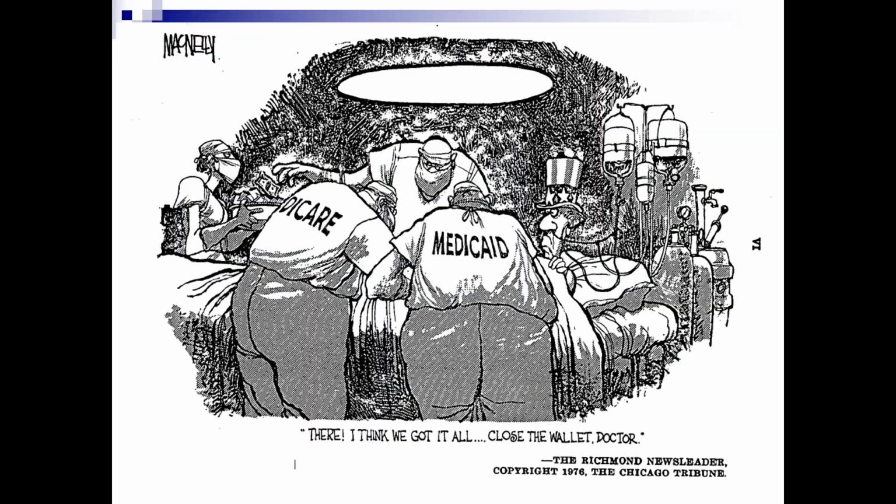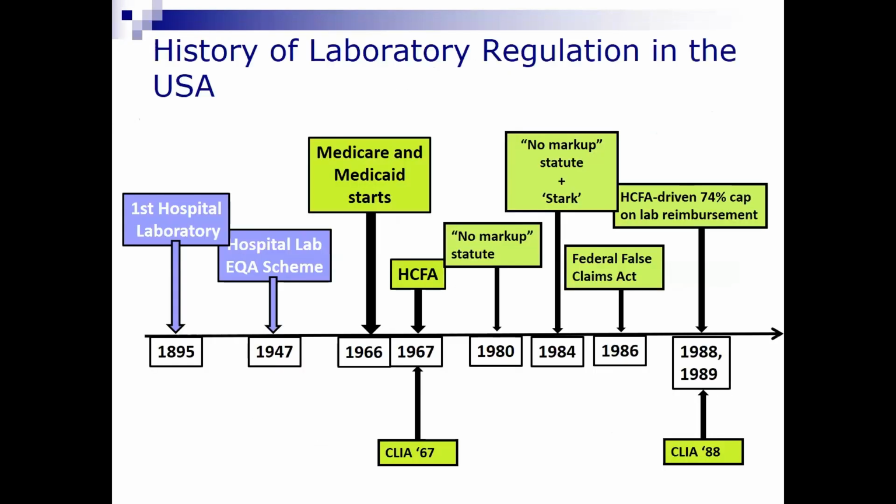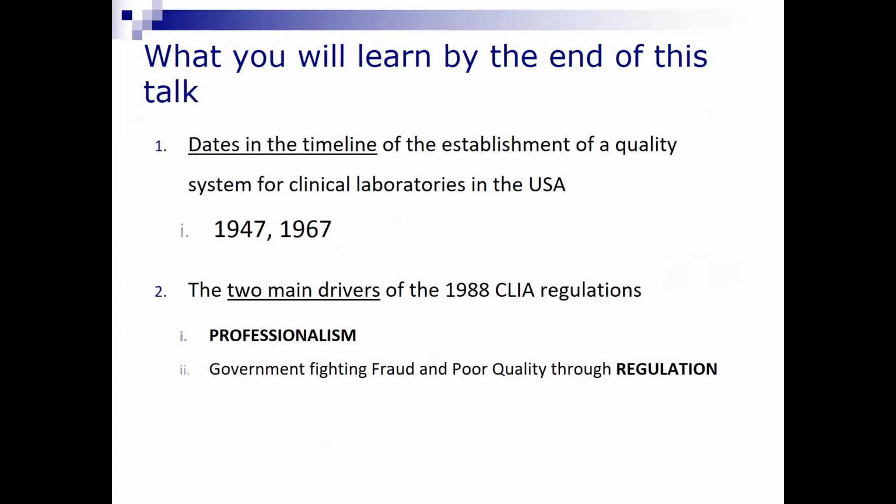And just to show you the thinking in the years leading up to that, this is a cartoon from 1976, if you see on the bottom. And you can see that the patient is the American government. You can see from the hat, he's Uncle Sam, and Medicare and Medicaid are doing surgery, and they said, there, I think we got it all. Close the wallet, doctor. So it's basically, at the time, the feeling was like, the Medicare and Medicaid were just taking all the money. And so there was a lot of drive to kind of come in and regulate and fix things.